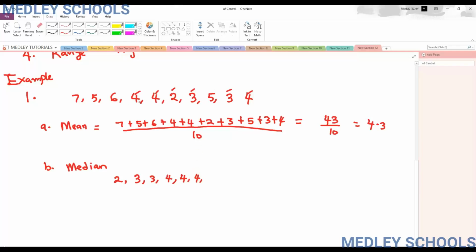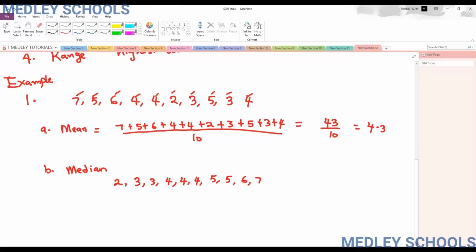Then the next number is 5. I have 5, 5. Then the next number is 6. I pick 6. And the last one is 7. So I pick 7. So I have 1, 2, 3, 4, 5, 6, 7, 8, 9, 10. So that means I still have my 10 numbers.